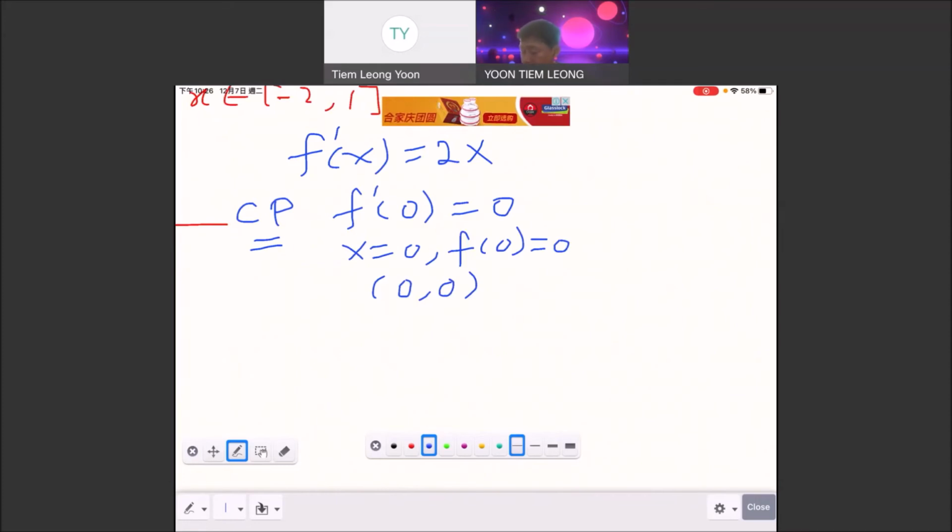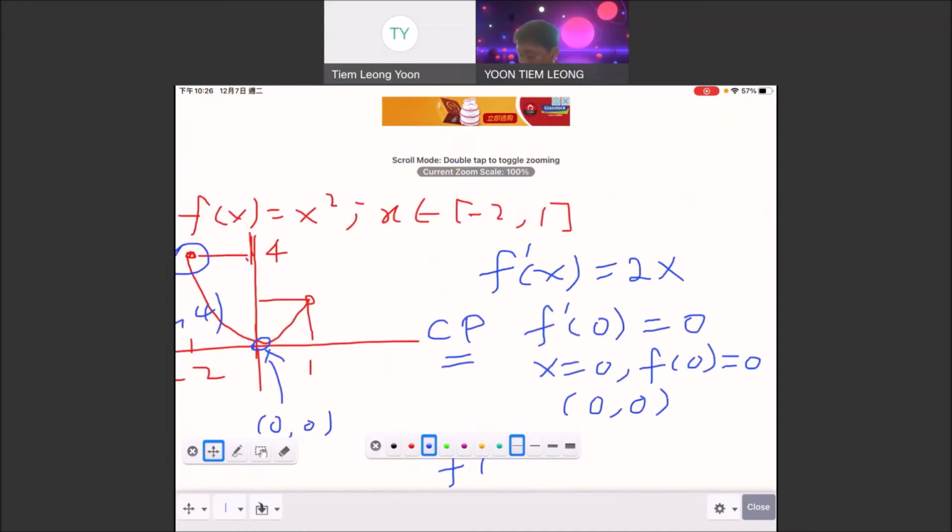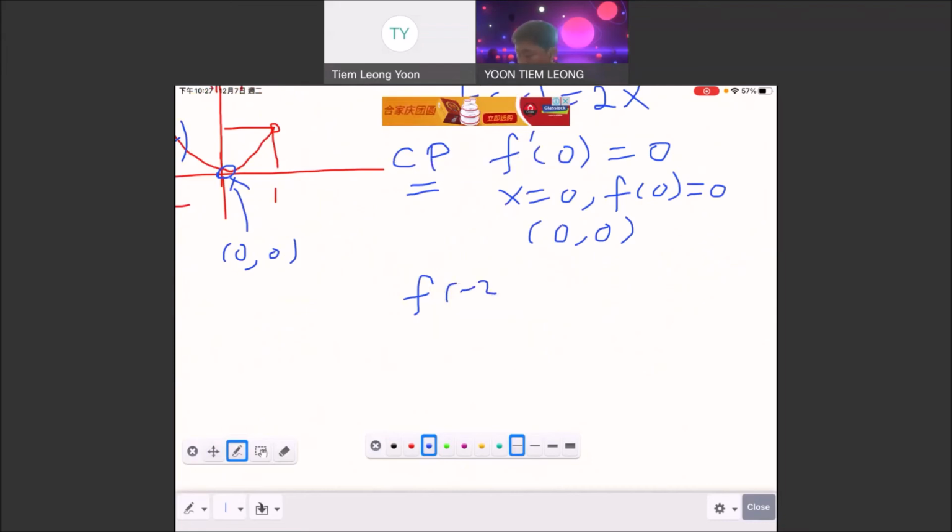Then once you have done that, you go to the next part, which is to calculate the value of f at the left-hand endpoint. Right? So x is defined on the interval of -2 and 1, sorry, -2 and 1. So we just need to calculate the value of f at -2 and see what its value is. So this would be 4. So from here we have the point at x equals -2, and the value is 4.